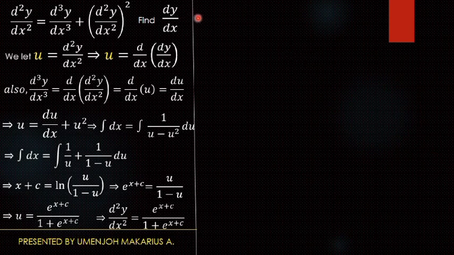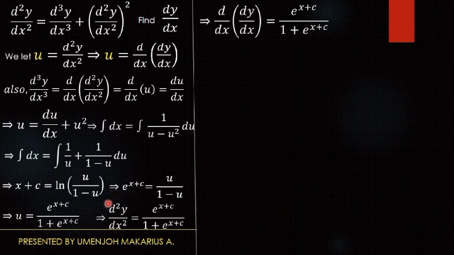Okay, now let's continue, guys. Let's keep in mind that d squared y by dx squared is simply going to be what? The derivative of the first derivative of y with respect to x. So this is what we have. Then it is equal to e raised to the power x plus c, over 1 plus e raised to the power x plus c.